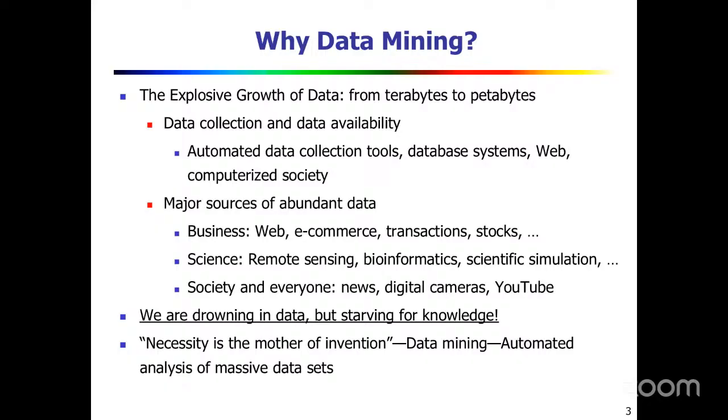Just now we said the major sources of abundant data are business, science, and society. When it comes to business, there is the web. When we talk about the web, billions of web pages are there, not one or two or 10 or millions. Every day, every minute, millions of web pages are added, deleted, updated, and modified. Mostly it is dynamic information when it comes to the web.